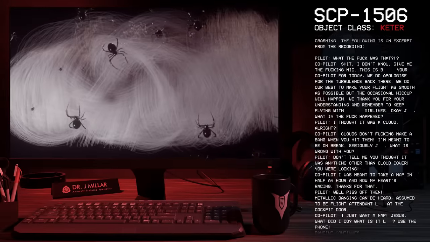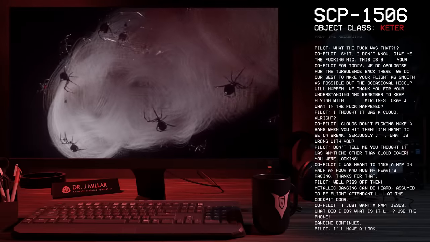Metallic banging can be heard, assumed to be flight attendant at the cockpit door.